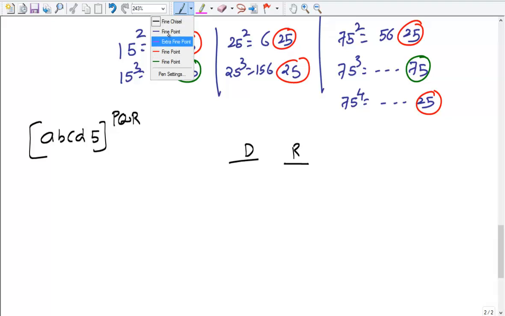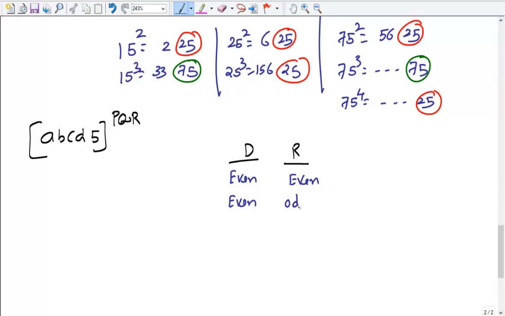Now if you observe these numbers, d can be even, r can be even. Well, d can be even, or can be odd. d can be odd, or can be even. And both d and r are odd. Now the simple thing is, whenever we have an even number, at least one even number, then the last two digits are 25. Otherwise it is 75. If both are odd, it is 75. If at least one of the numbers is even, then we have got 25.